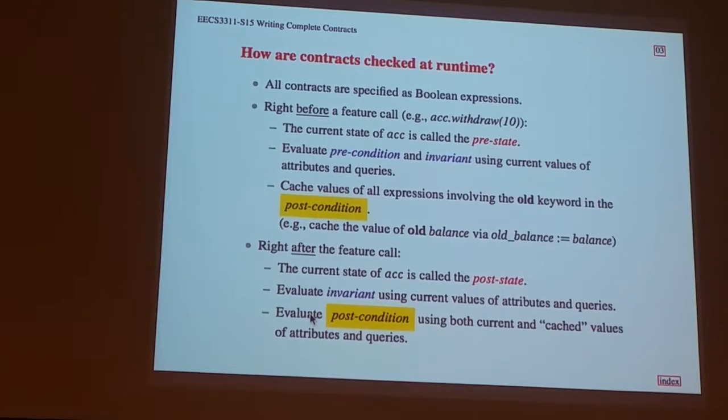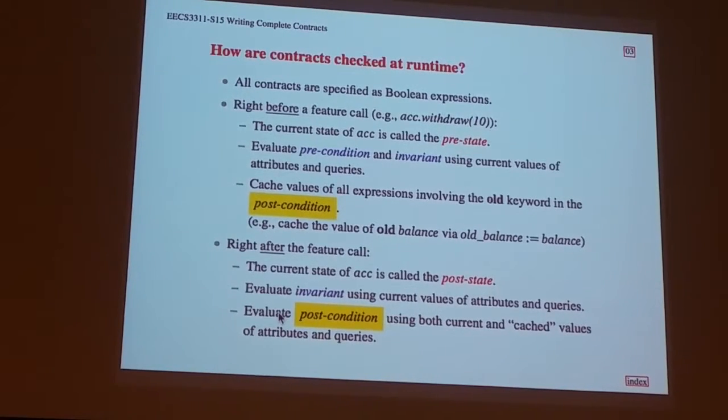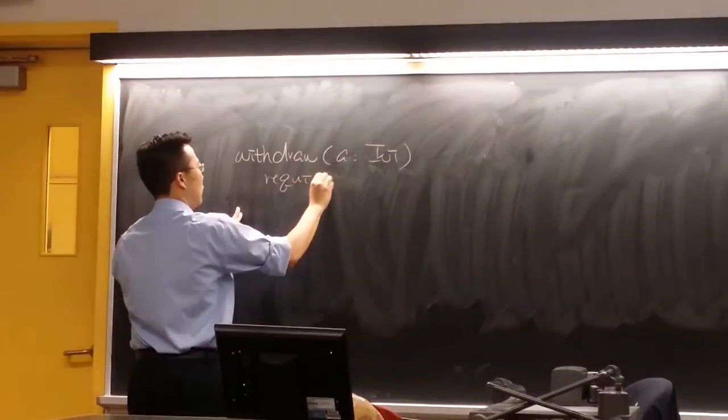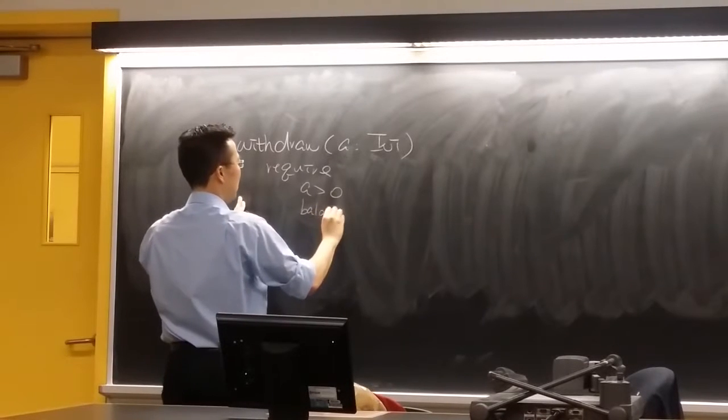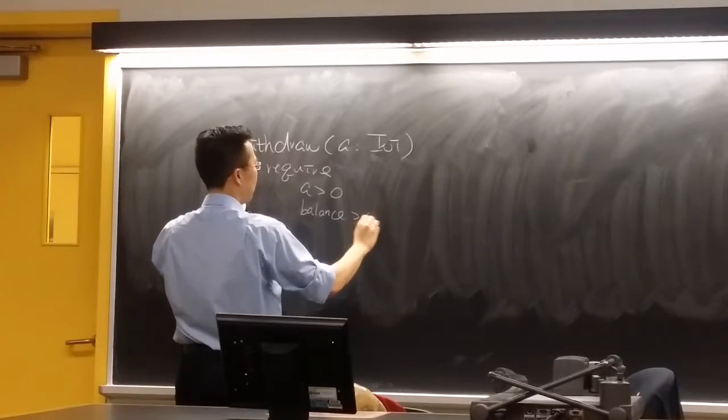Okay, so now this slide also summarizes what I said last time about how you should think of how the IFO actually checks the pre and post conditions. I'm not going to read it literally, but I'm going to show you how you might think of it. So let's say you have a withdrawal feature here. Integer. So I will simply say A larger than 0. Let's say balance greater than 0, for example.